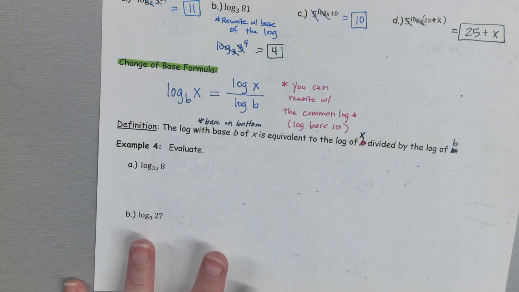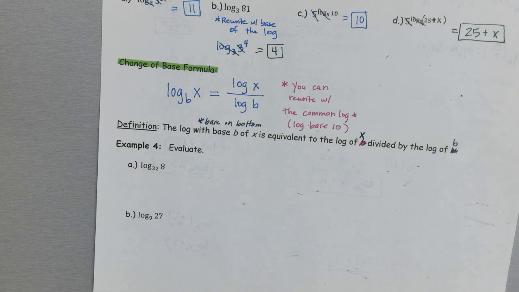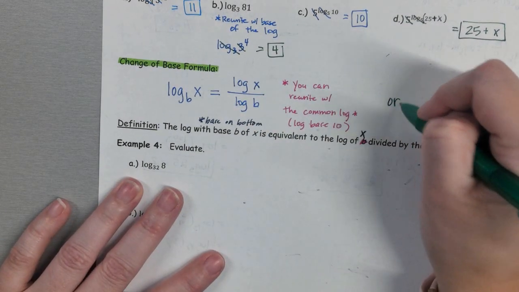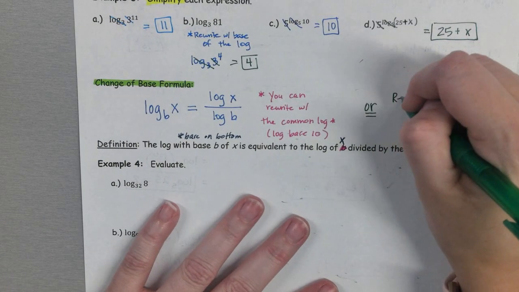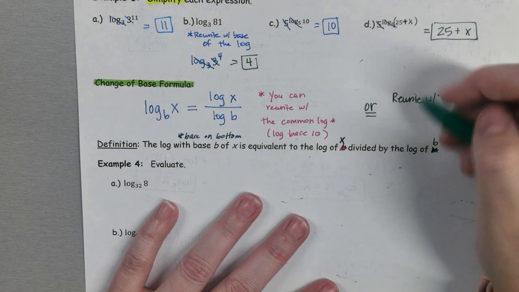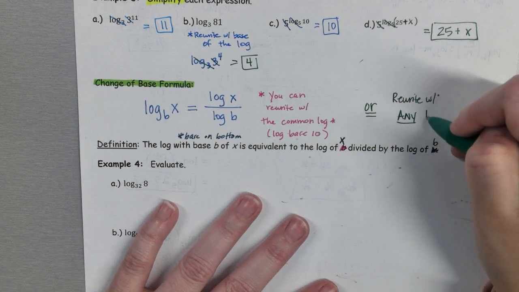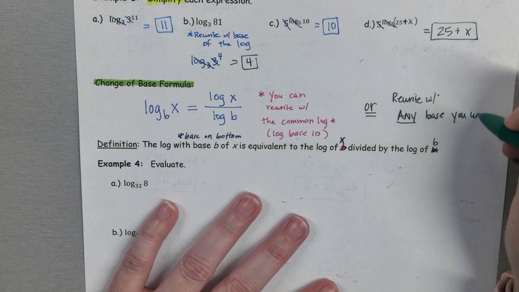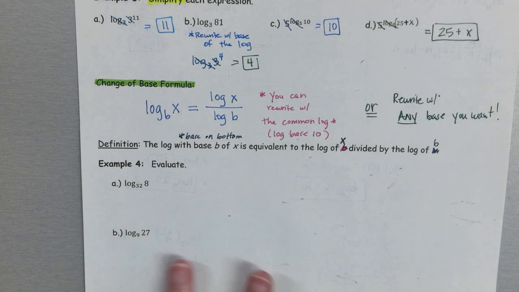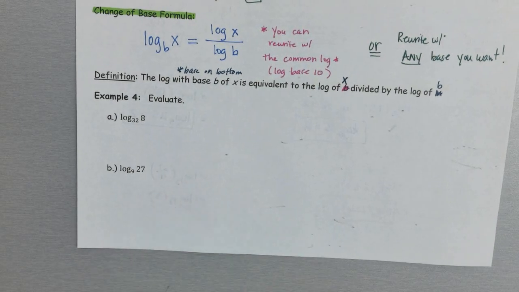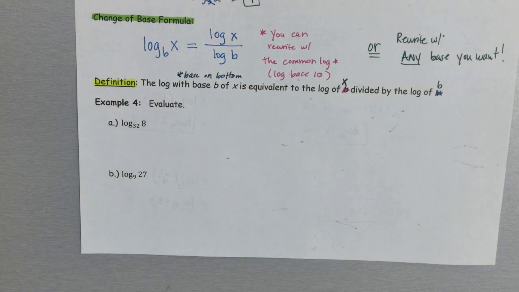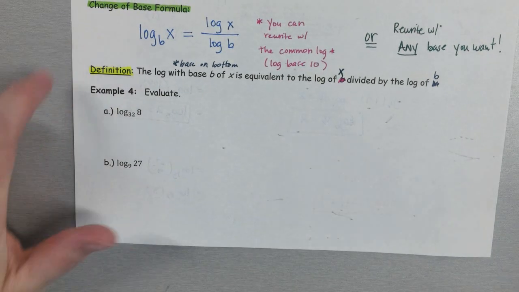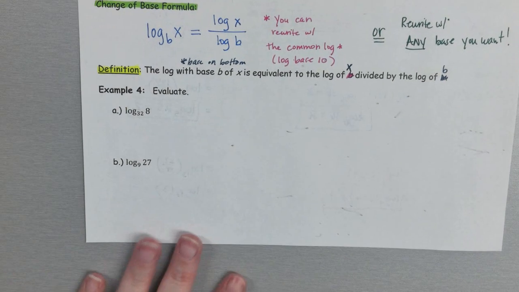Okay, now what's really awesome about this rule is you can rewrite it with the common log, or you can rewrite with any base you want. So that's how we're going to do it without a calculator. Okay? So the definition is the log base b of x is equivalent to the log of x divided by the log of b. So that's the definition of the change of base formula.